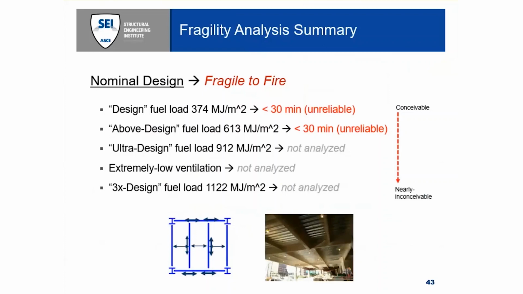So what we found is that the nominal design, which relies on one-way action with no structural upgrades, becomes fragile at a relatively modest fuel load after a relatively modest level of fire exposure. And we realized that the structure, in order to be reliable to our liking, really needs some enhancements.